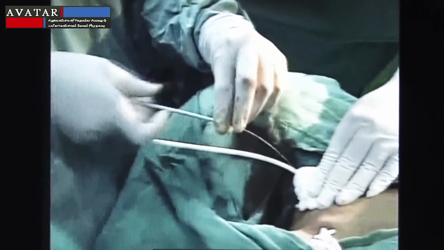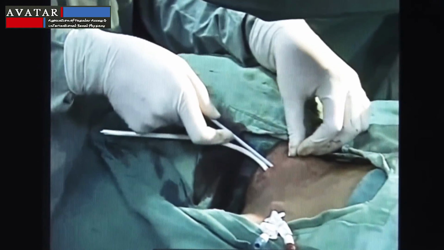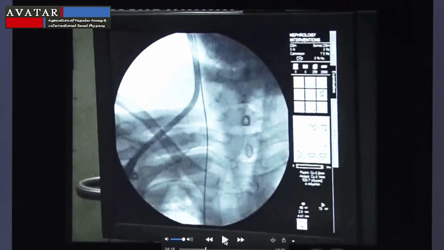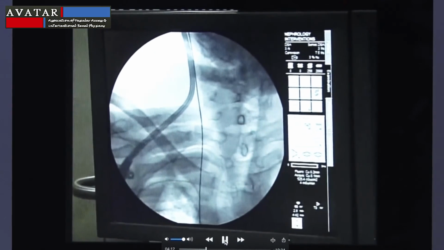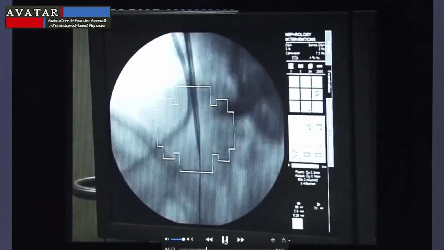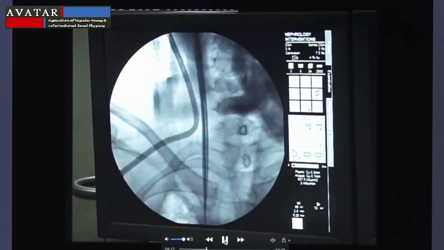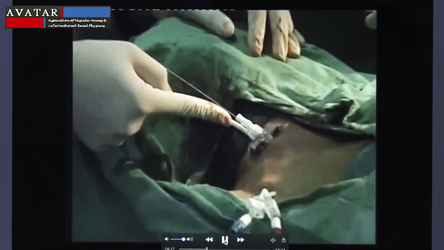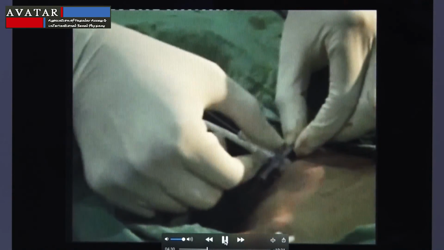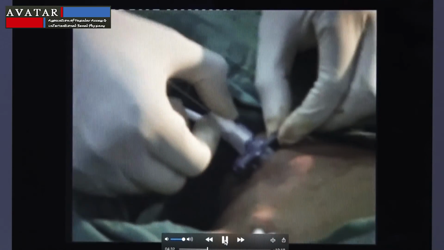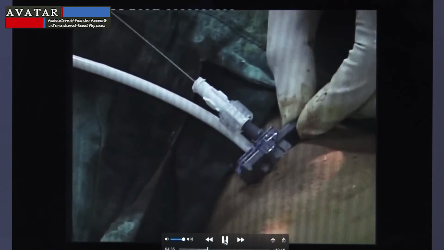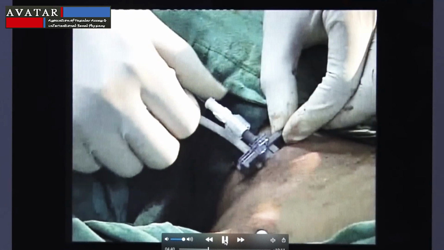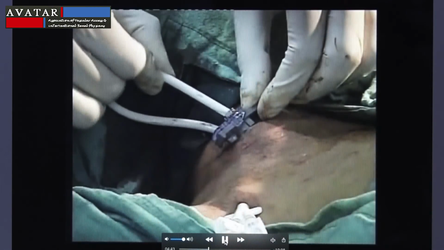Now we are using the serial dilatation. It's important again to do all dilatation under fluoroscopic guidance. So serial dilatation by the catheters under fluoroscopic guidance. There are two dilators, the smaller one and the bigger one, and then you put in the sheath. The peel apart sheath is already inside, and then we'll take out the dilator along with the guide wire.